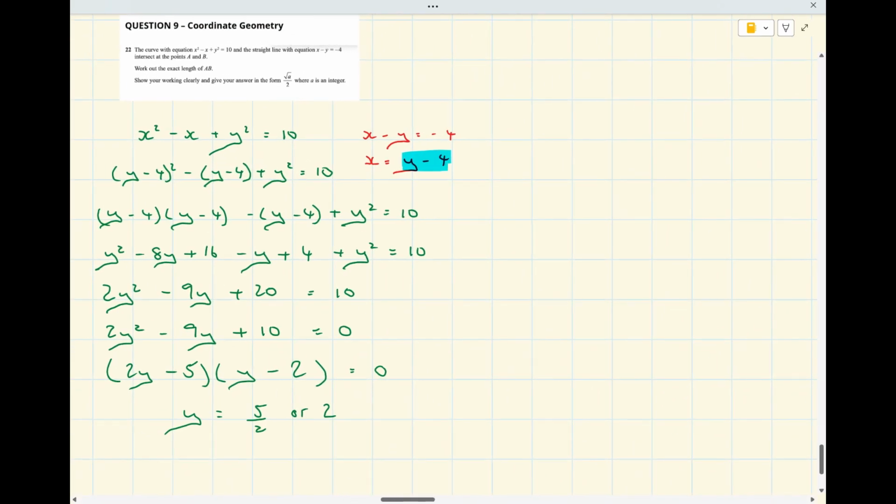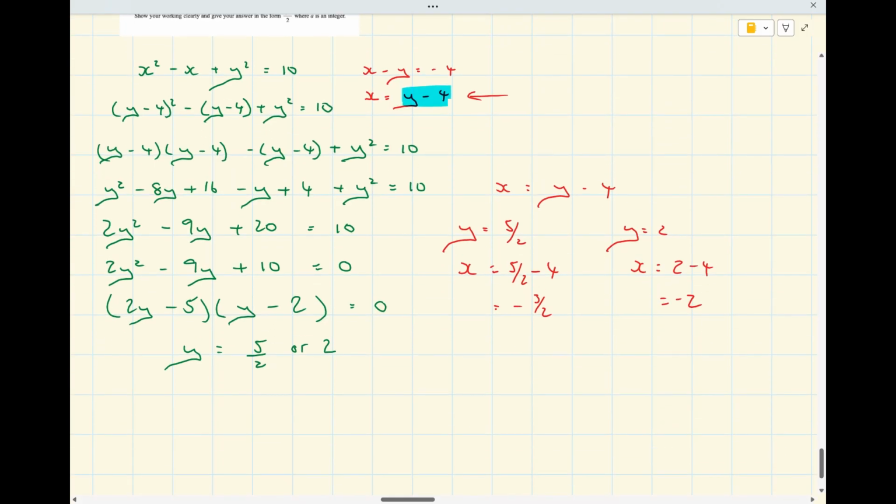So those are the y coordinates of my points of intersection, the y coordinate of A and the y coordinate of B. So now I'm going to use this equation here: x equals y minus 4. So if y equals 5 over 2, x will be 5 over 2 minus 4. 2.5 minus 4 is minus 1.5. And if y equals 2, then x will be 2 minus 4, which is minus 2.